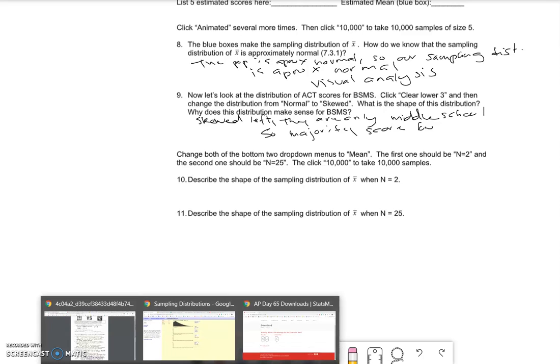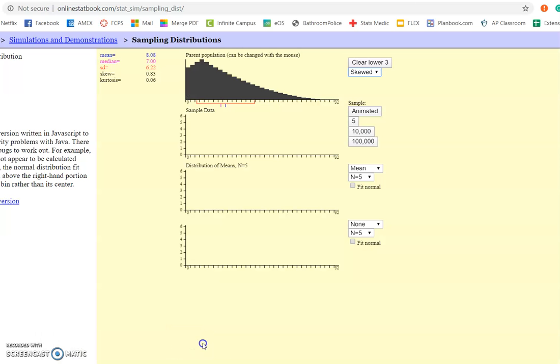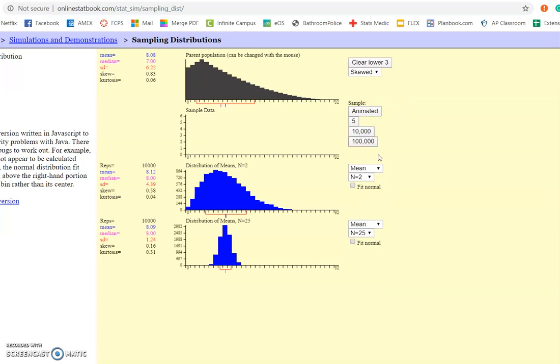Now we need to change the bottom two drop-down menus to mean. The first one should be n equals 2. And the second should be n equals 25. Okay, mean, n equals 2, n equals 25. Go. Okay, mean, n equals 2, n equals 25, mean, 10,000. Go.